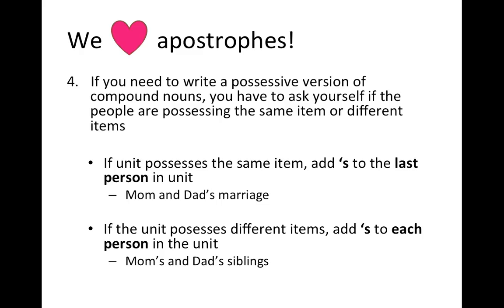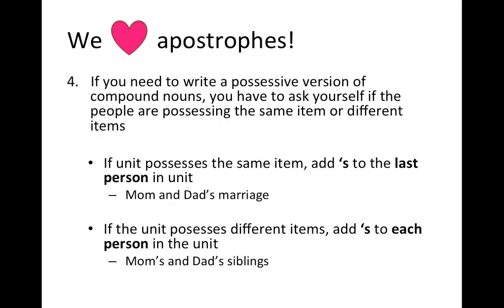And rule number 4, if you need to write a possessive version of compound nouns, you have to ask yourself if the people are possessing the same item or different items. Okay, so here's kind of what we mean by that. If the unit is possessing the same item, then you can just add apostrophe S to the last person in the unit. So if you were talking about your mom and dad's marriage, it's obviously a marriage that belongs to both your mom and your dad. So you can go ahead and just add the apostrophe S to the last person, so that would be dad's in this case. You wouldn't need to say mom's and dad's marriage because they're sharing the item together.